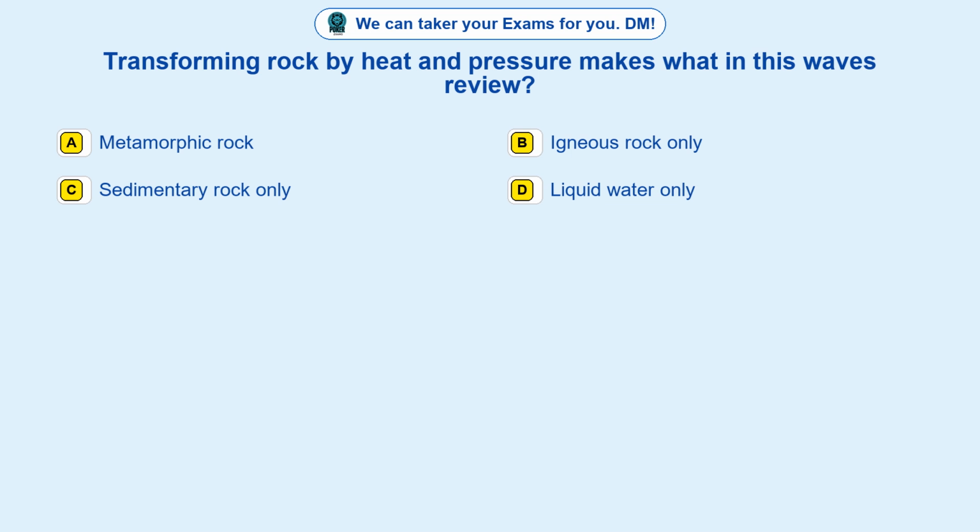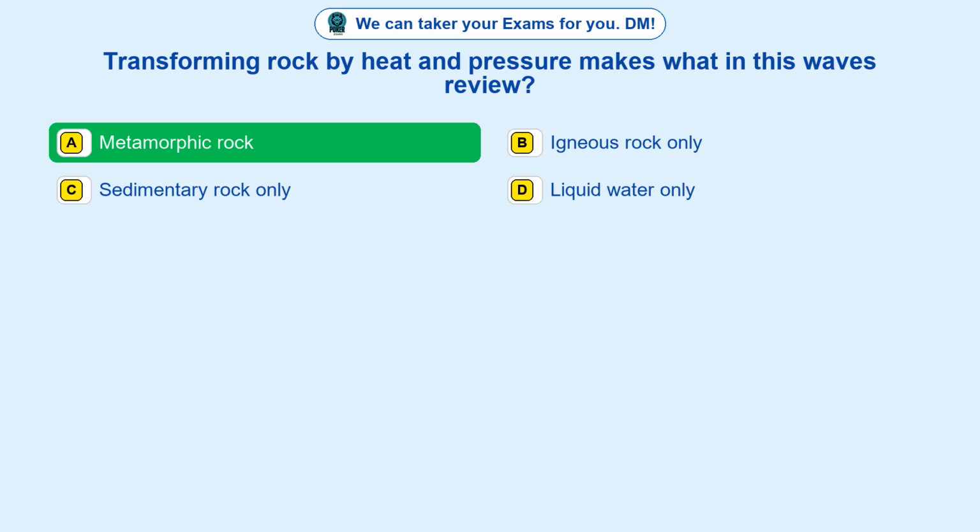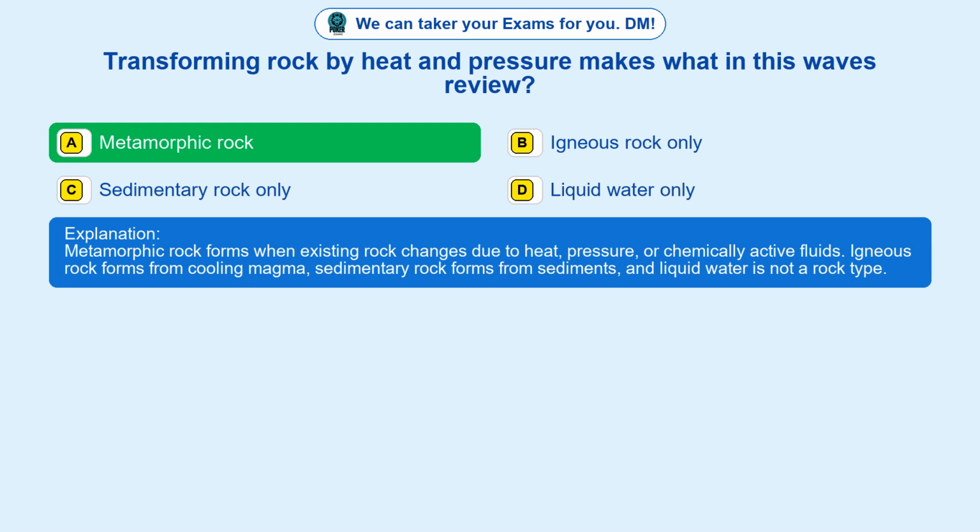Question 86. Transforming rock by heat and pressure makes what in this waves review? Option A, metamorphic rock. Option B, igneous rock only. Option C, sedimentary rock only. Option D, liquid water only. The correct answer is option A, metamorphic rock. Metamorphic rock forms when existing rock changes due to heat, pressure, or chemically active fluids. Igneous rock forms from cooling magma, sedimentary rock forms from sediments, and liquid water is not a rock type.